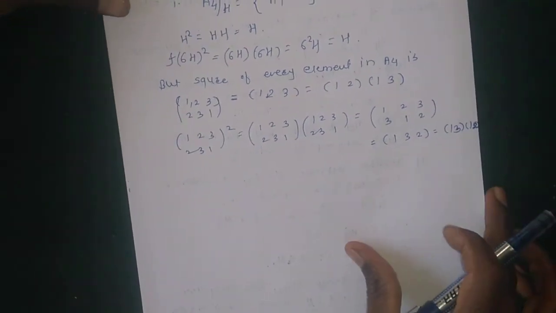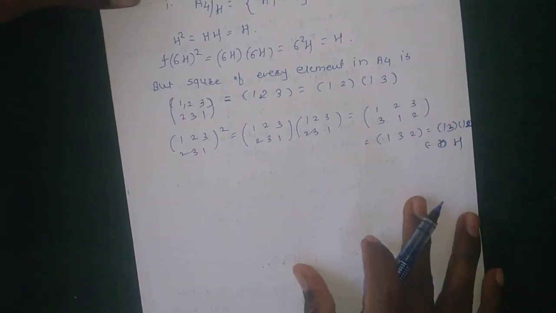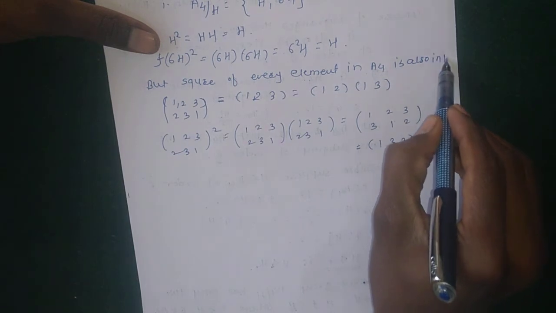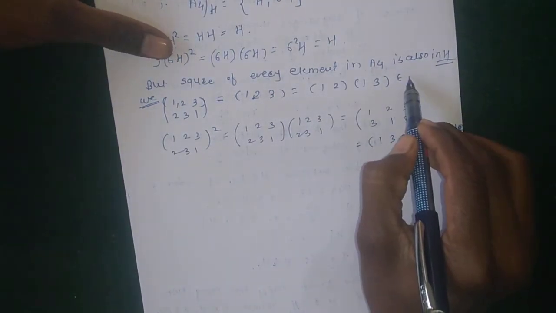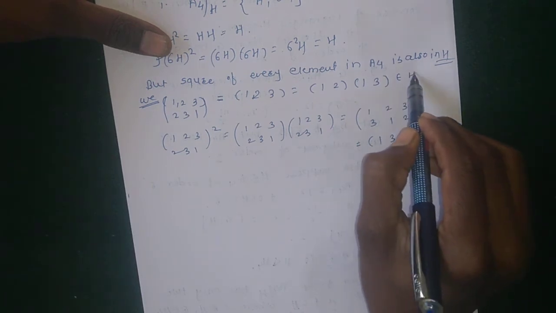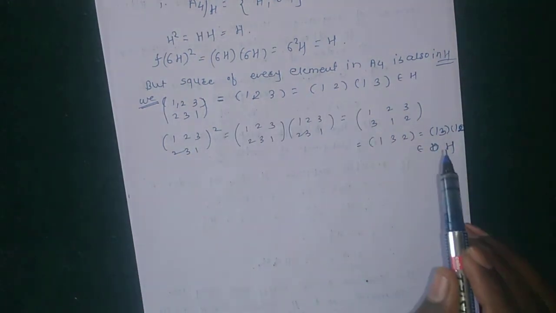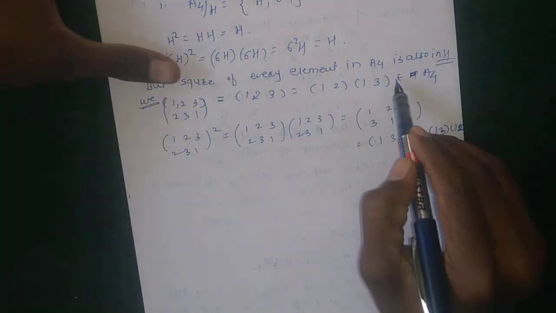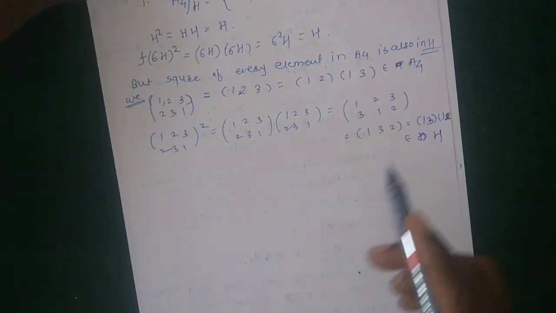Then next, this also belongs to H, because the square of every element in A4 is also in H. So we observe that if we consider any one element chosen from A4, then its square also belongs to H, because the square of each element is in H.